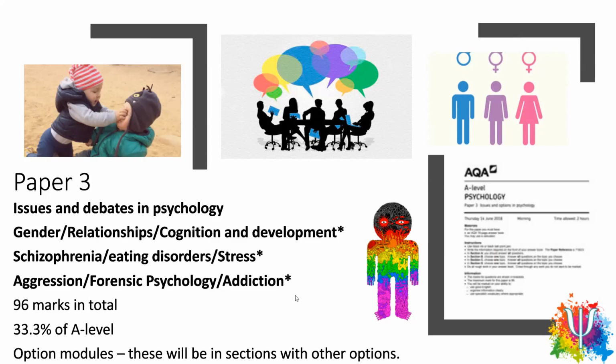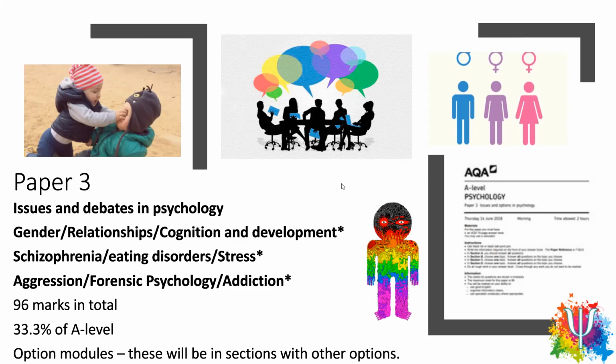Obviously, depending on the year, sometimes students have different interests, and we would decide together which option to pick as a group. So that is as fair as can be. This paper is also worth a third of your A level. It is also out of 96 marks. And then when you go through that paper, you'd obviously have to be careful to pick the section you've actually studied and not answer incorrect sections.